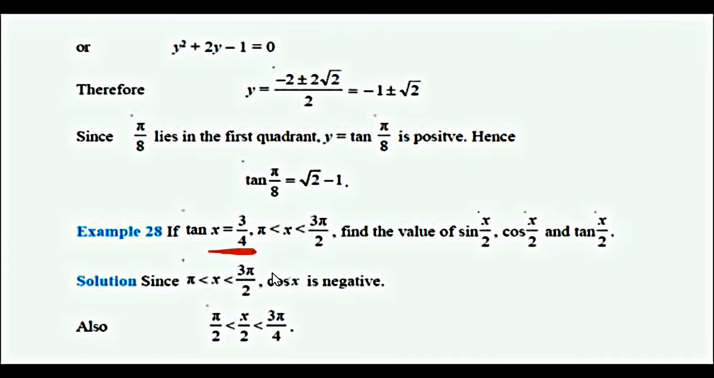When tan x is equal to 3 by 4 and x lies between pi and 3 pi by 2, that means it is in the third quadrant. We need to find out sin x by 2, cos x by 2 and tan x by 2. We know that x lies between pi and 3 pi by 2. Let us divide all by 2. So x by 2 lies between pi by 2 and 3 pi by 4. That means we are talking about the second quadrant. Please understand, this is the second quadrant.